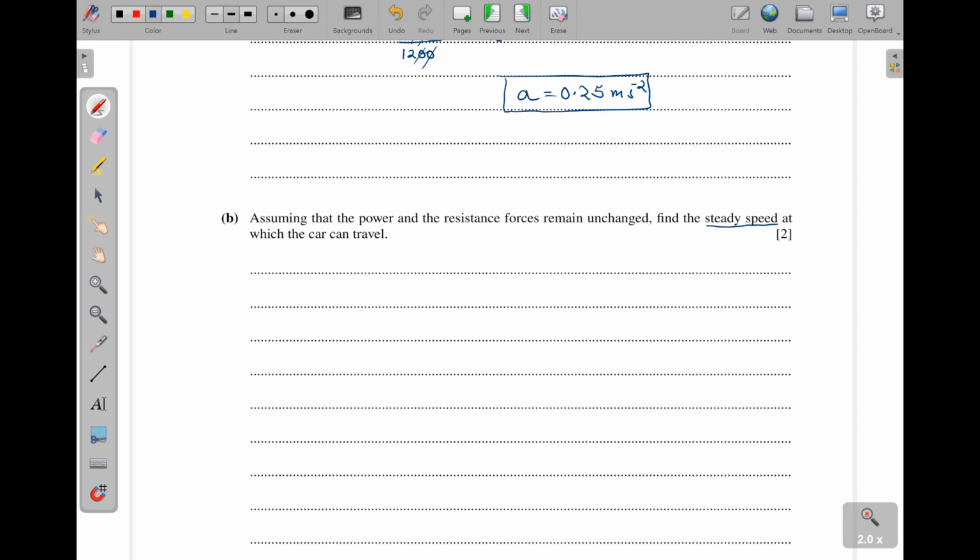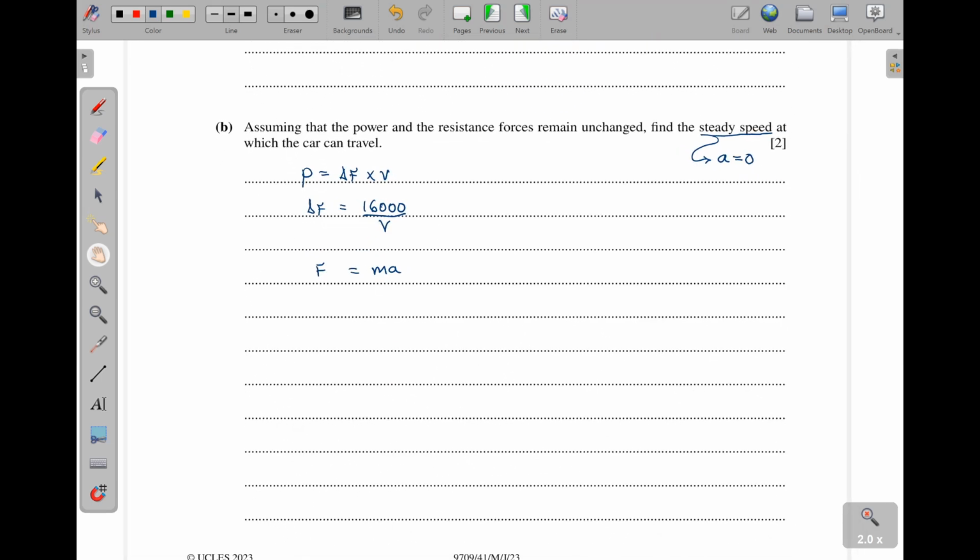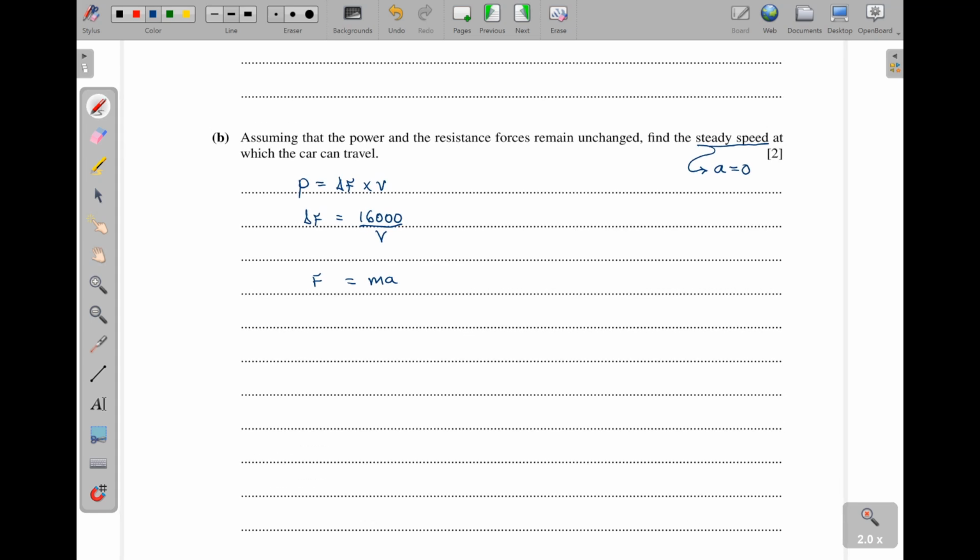Steady speed is the same as constant speed. So this means that acceleration is equal to 0. Remember, power is equal to the driving force times the velocity, right? So that means the new driving force is going to be that power which is unchanged. Then we divide by the steady speed, which we don't know. Okay. Now, F is equal to ma. For the constant speed or steady speed, the driving force will always be equal to the resistance force, because we are going to have the driving force here.